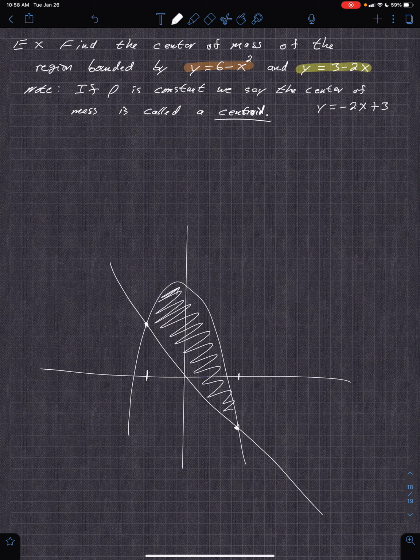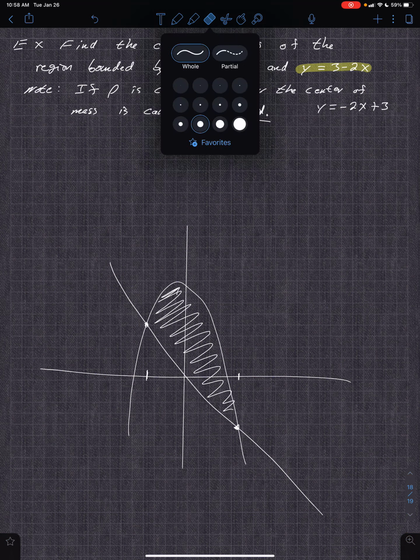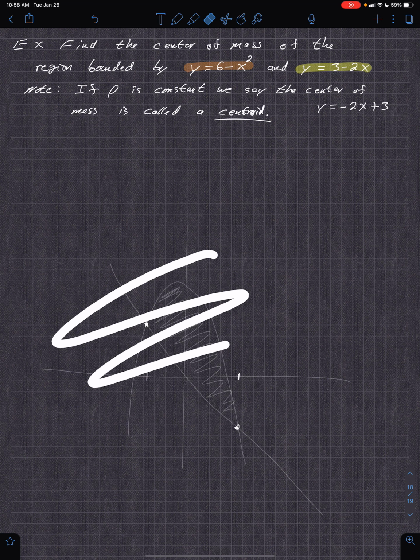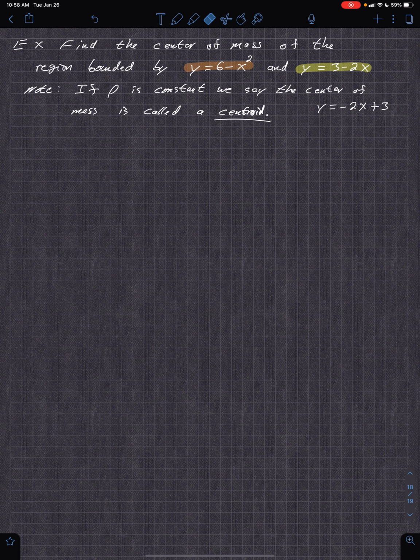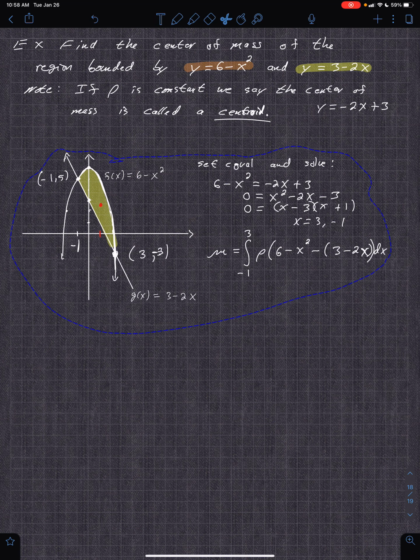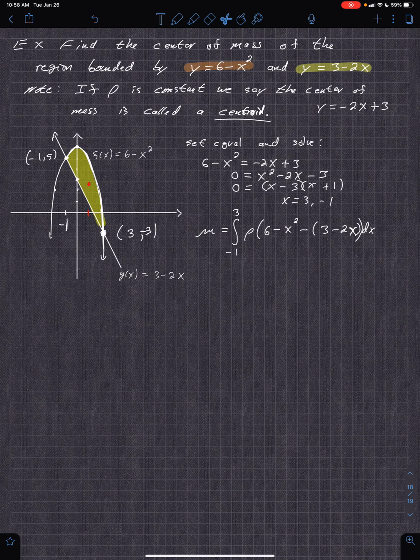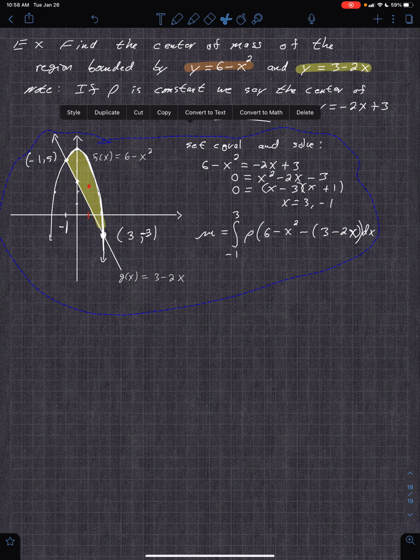All right, so let me erase that, and then I'll paste in the graphs. And I also set them equal and solved. So set equal and solve, and figure out the picture. Okay, so here it is. Here's the picture of everything.